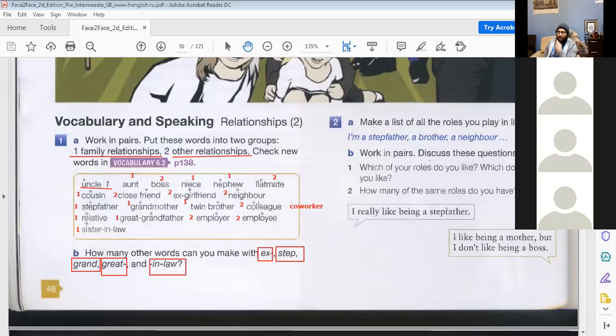What about grand? Can we use other words with grand? Grandson, granddaughter, correct? We can also say grandchild or grandchildren. Grandson, granddaughter, grandchild, grandchildren, grandmother, grandfather. Correct. What else do we have? The word in-law. For what can we use in-law? Brother-in-law, sister-in-law, father-in-law, mother-in-law.